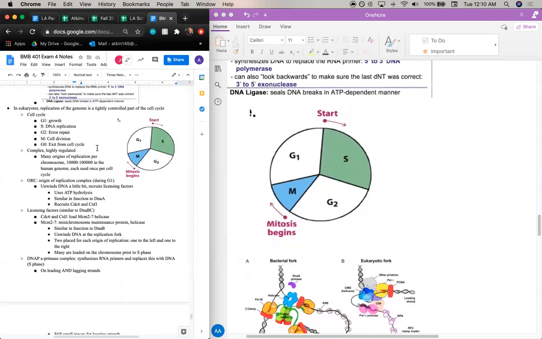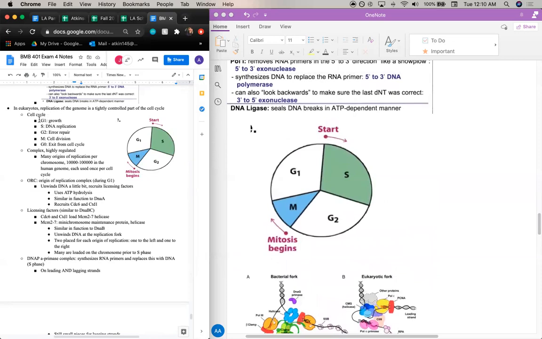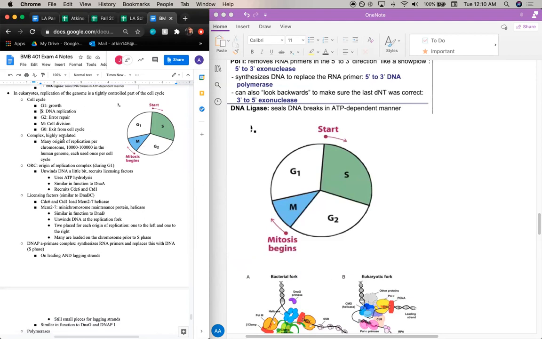So we know that in eukaryotes, the replication of the genome is a tightly controlled part of the cell cycle. And we know the cell cycle has stages: G1 for growth, S for DNA replication, G2 for repair, M for cell division, and G0 is exit from the cell cycle to go do whatever it wants. Cool. So we know this replication is complex and highly regulated.